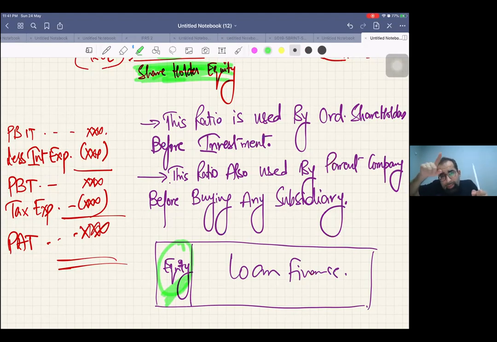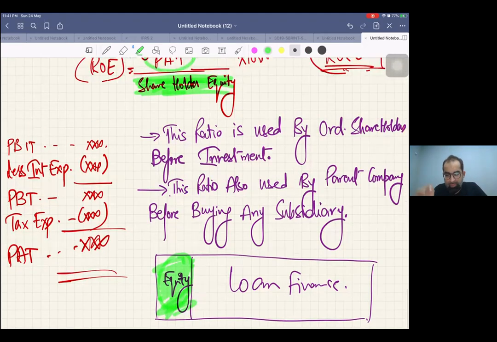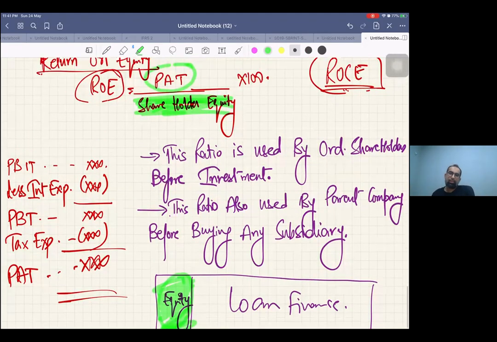And after giving that fixed interest, all the remaining big profits will be enjoyed by this small number of people. With this little equity, you will enjoy this much profit. So obviously your ROE will go up. Not getting it?